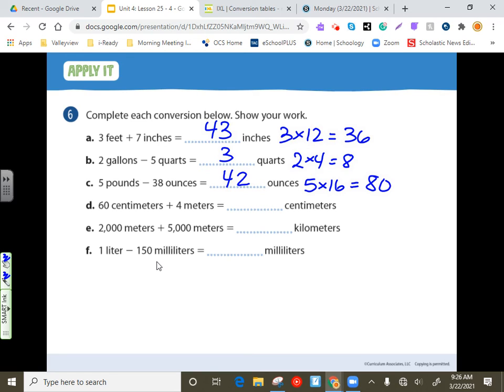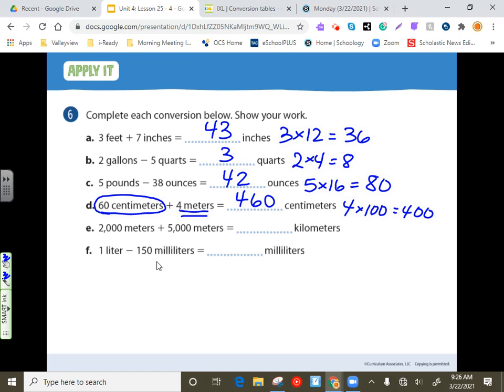60 centimeters into meters. I know there's 100 centimeters in a meter, but look at this one. It wants the total centimeters, so I leave this one alone. But this is the one I change. So 4 times 100 equals 400. And then we add the 60, it's going to be 460 centimeters.